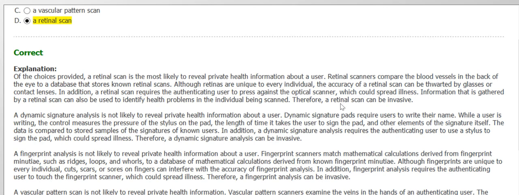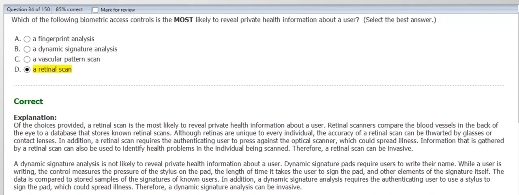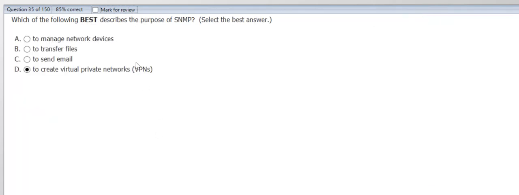Okay, so we'll choose retinal scan, and it is the one which is not that much used, I guess. Let's move forward. Which of the following best describes the purpose of SNMP?